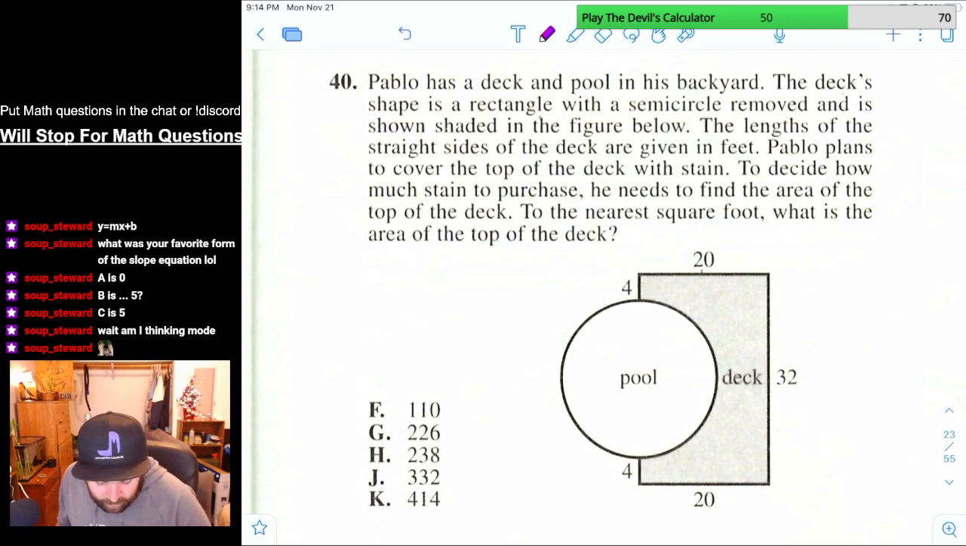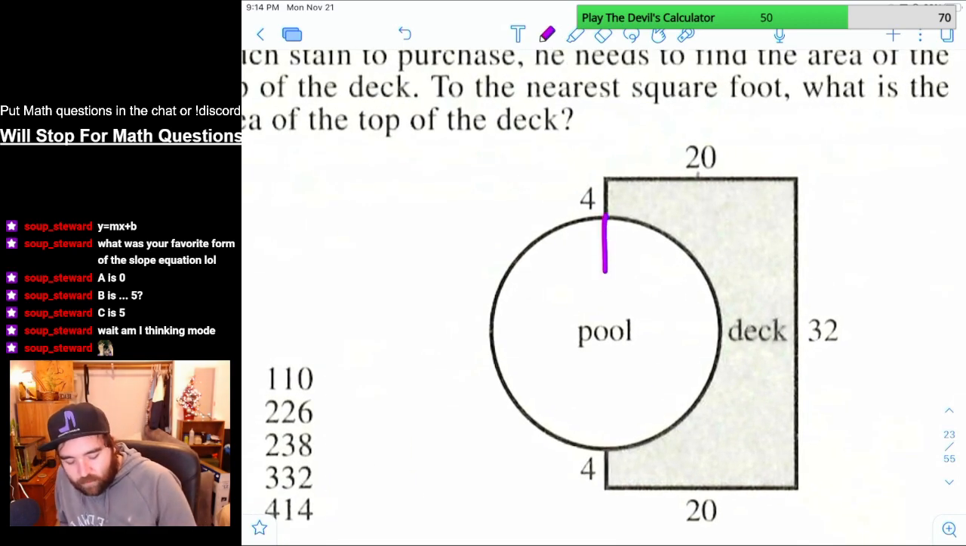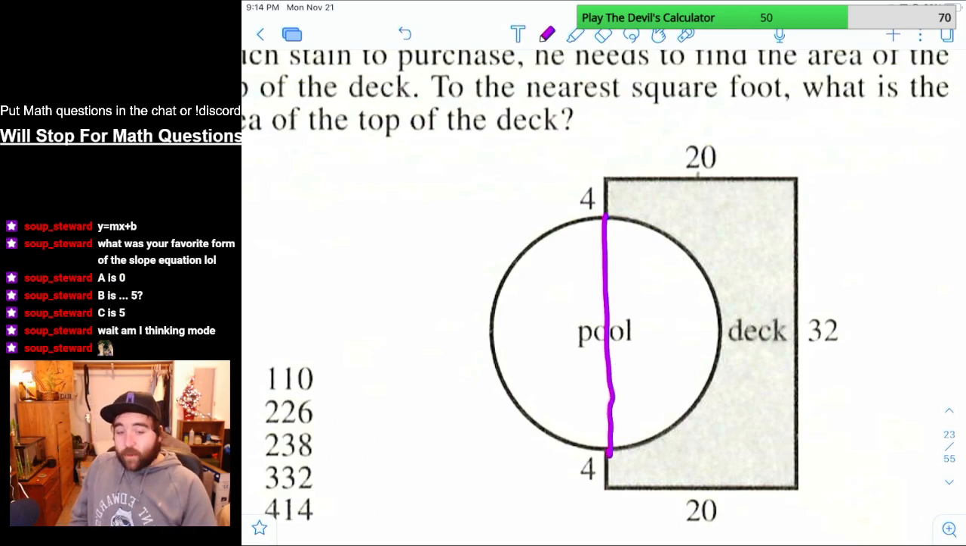All right, that's easy enough. So we want to find the radius of the pool so we can find the area of that semicircle.